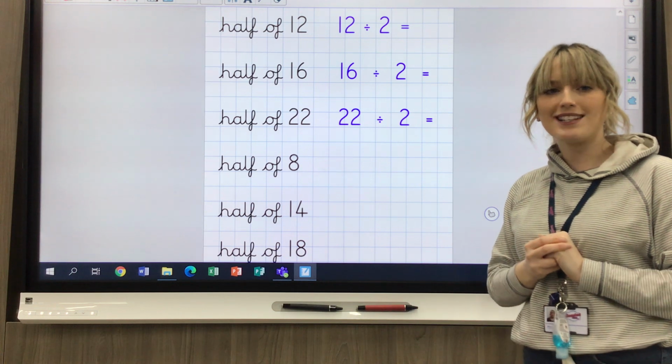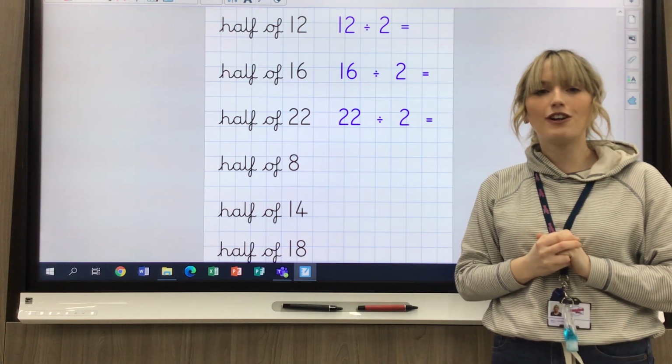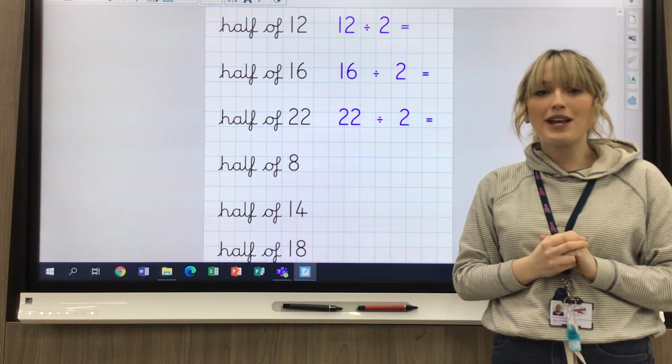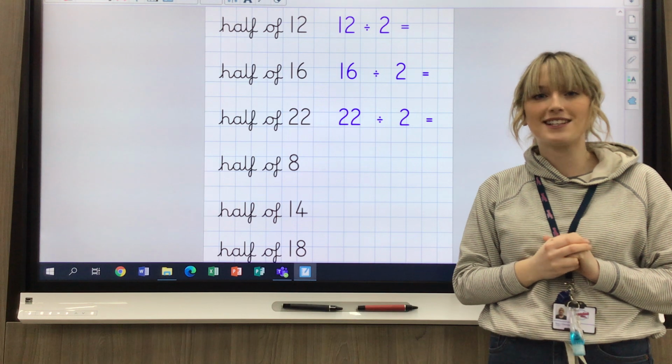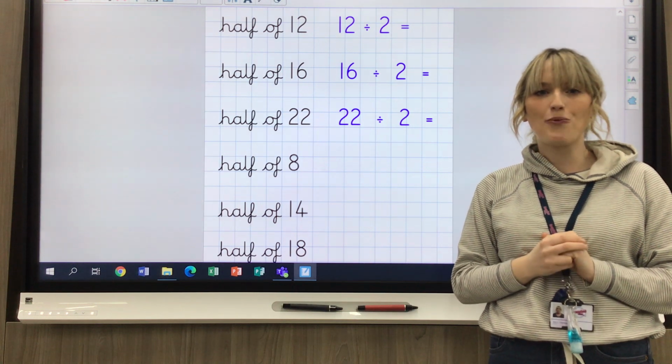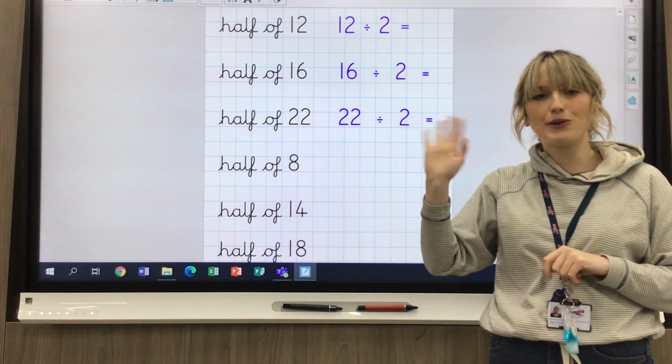I can't wait to see how you get on. I've been really impressed with lots of your learning, and we haven't got long to go before we're back in school enjoying our maths lessons in the classroom, and I can't wait. So I'm sure you'll do amazing today, and I will see you tomorrow.